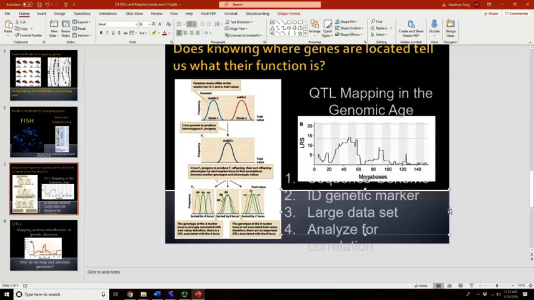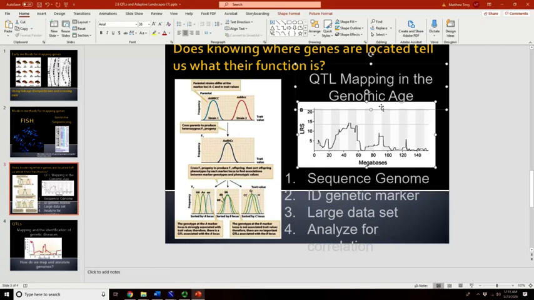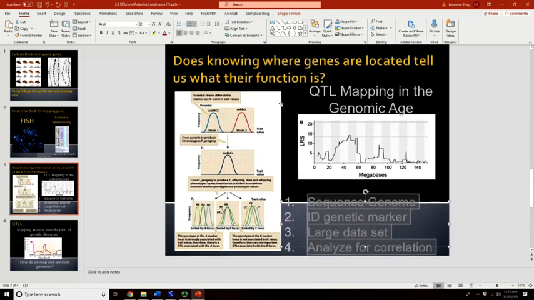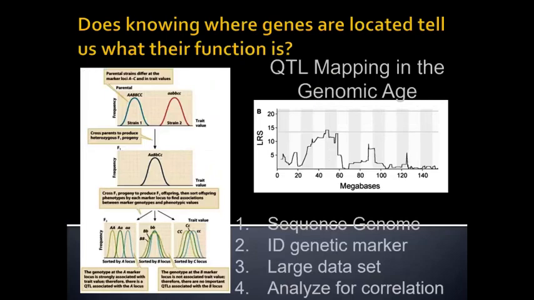What I mean by that is we would look to see if, across all of these genetic markers, there was any correlation. So we've sequenced the genome, we've identified all these genetic markers, we've got this large data set, and then we've analyzed them for correlation. Basically we'd say, at genetic marker number 1, which is at the beginning of chromosome number 1, do people with heart disease have more of a chance of having a T at that position than the rest of the population?